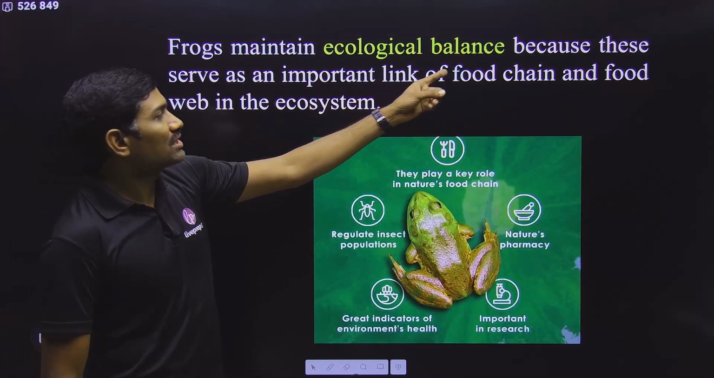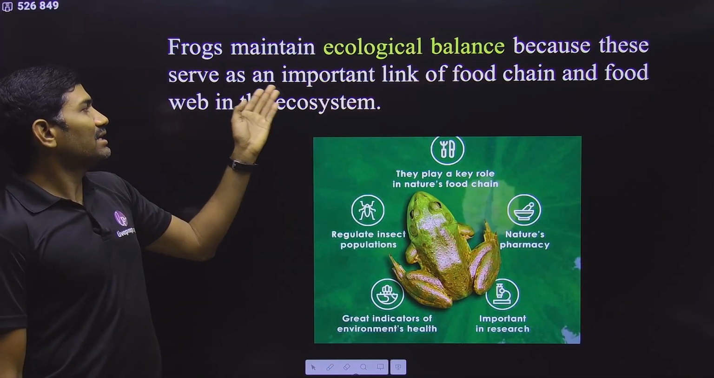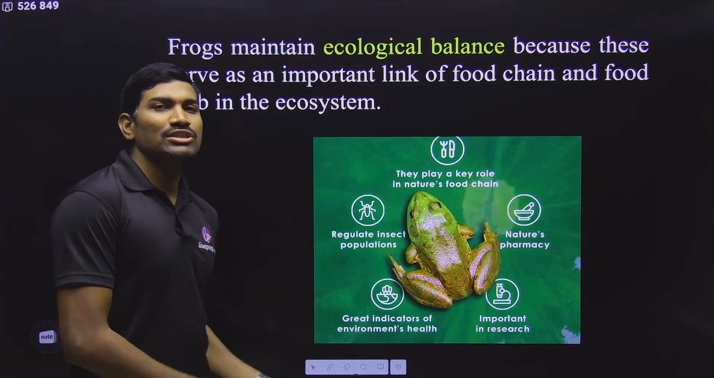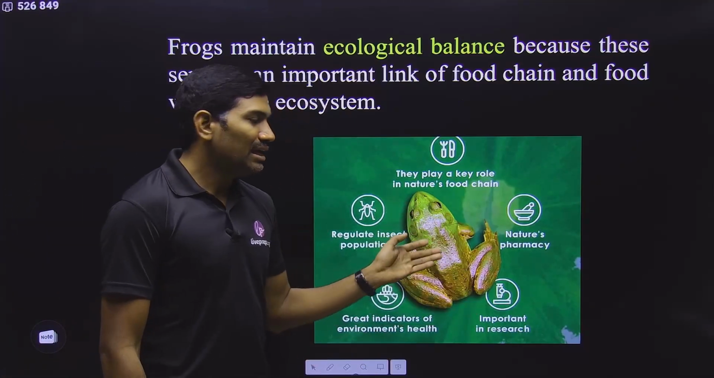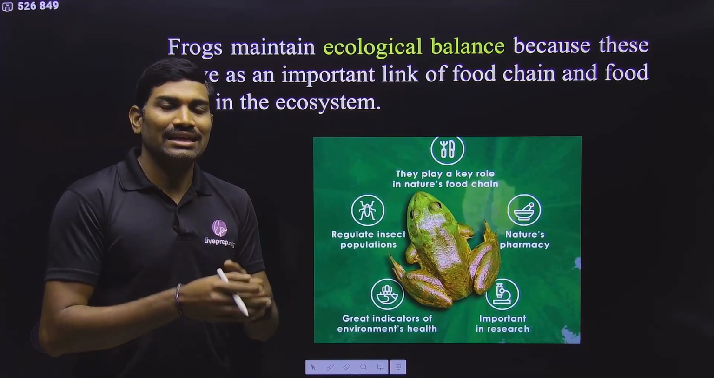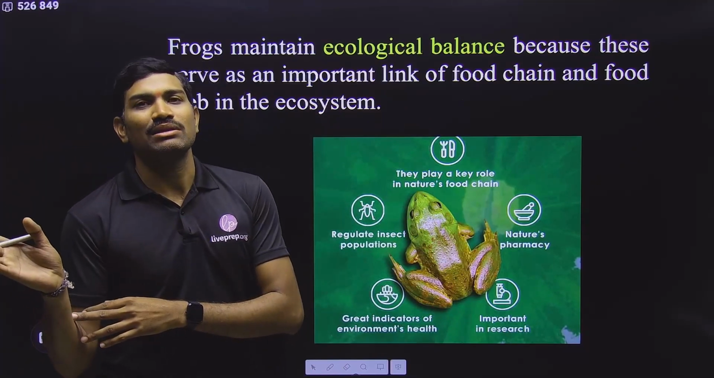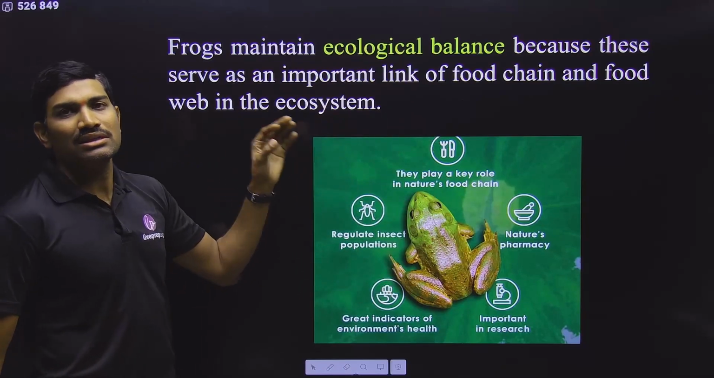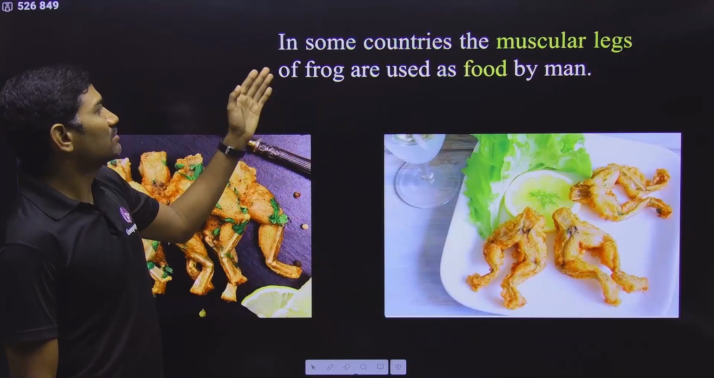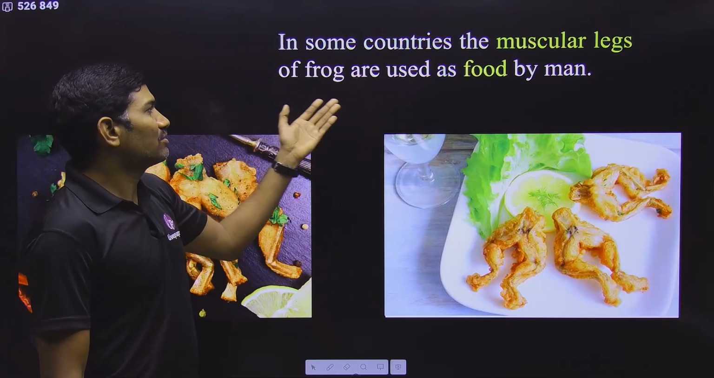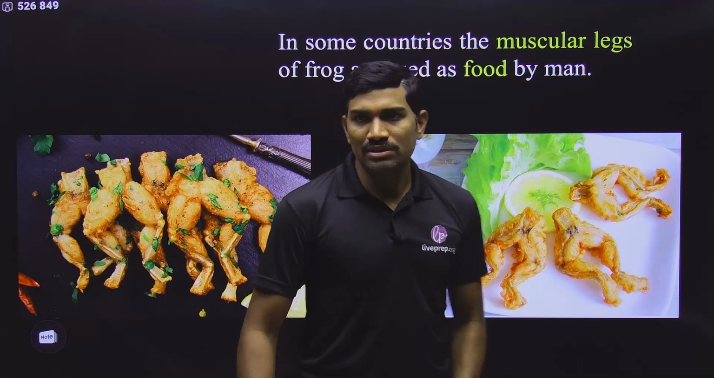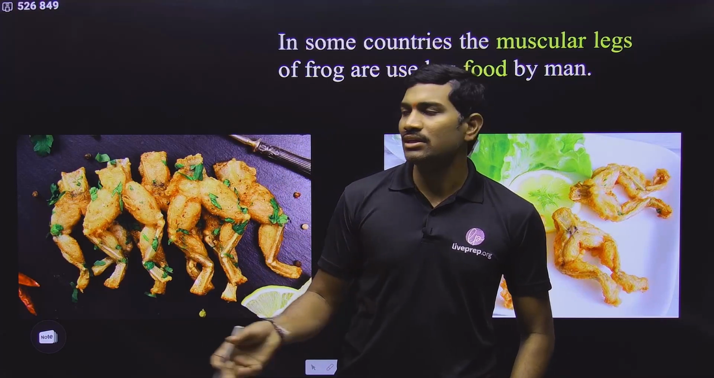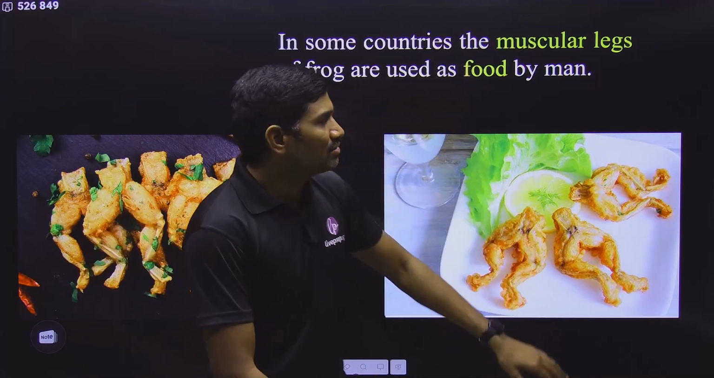Frogs maintain ecological balance because they serve as an important link in the food chain and food web in the ecosystem. They eat some insects and they become food for some other animals like snakes. Yes or no? So in this way they are very important in food chains and food webs. Next one, in some countries the muscular legs of the frog are used as food. These are the muscular legs, which have some muscle content, so in some countries they are used as food also.